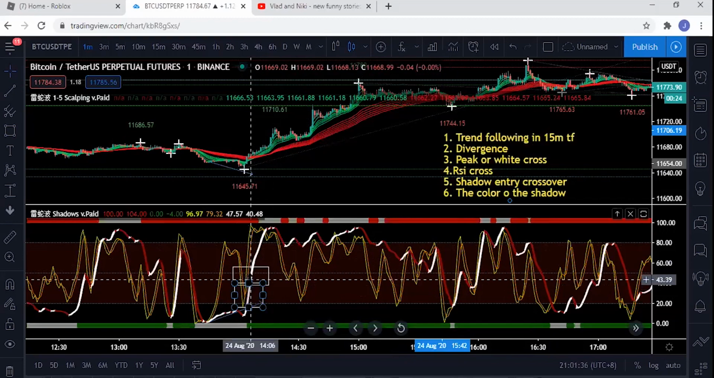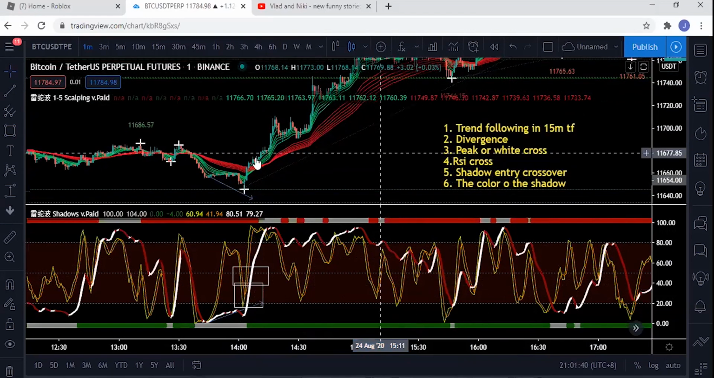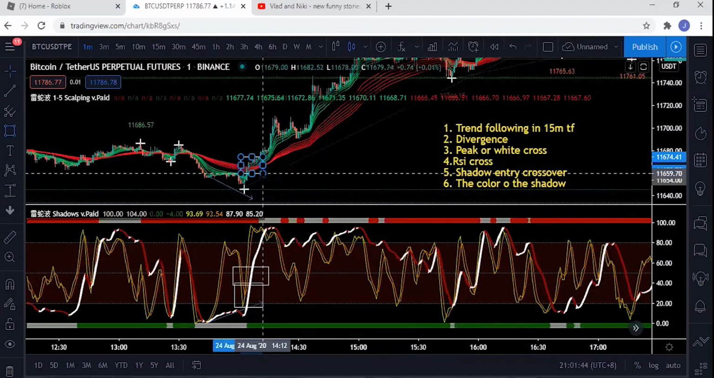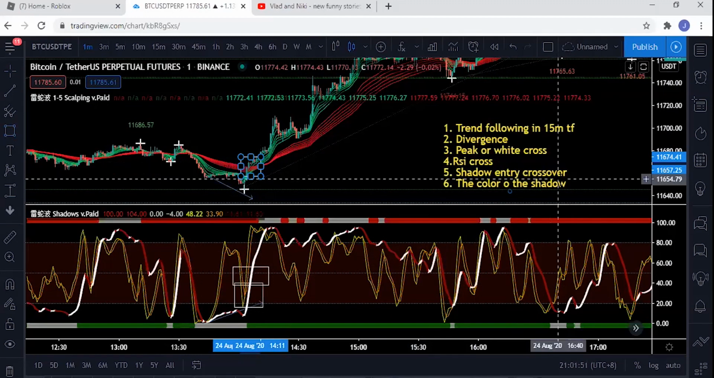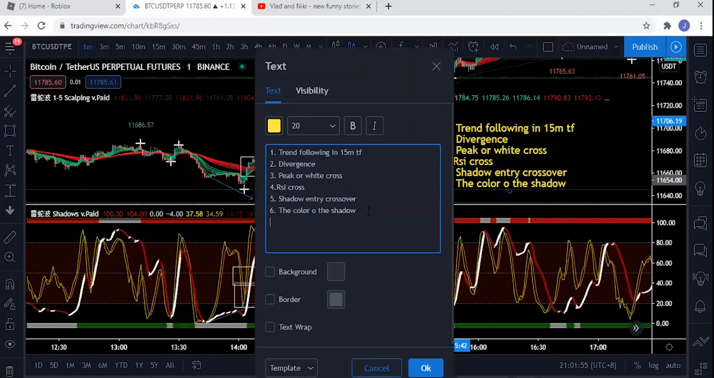And then next is our wave crossover, green over red here. So this is already a confirmation. We already see a confirmation. And then the last criteria is our exit plan. So that is our exit plan.